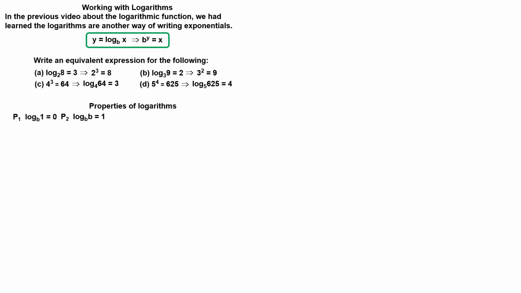Property 3. Log base b of b raised to the power of x is x, because we must raise b to the power of x to get b to the power of x. In other words, the logarithm of a power where its base is the same as the base of the log equals the exponent. Property 4.